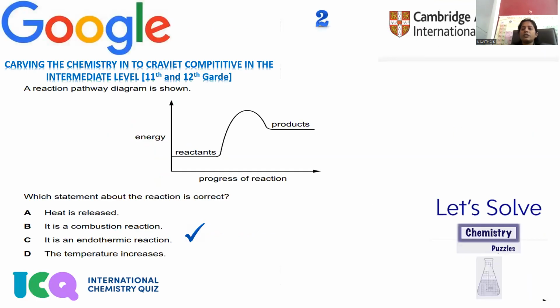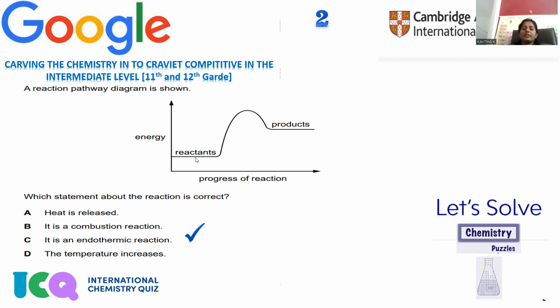Move on to question number 2, from Cambridge Assessment International Education. From this source, the question was retrieved. Here is the graphical representation with the 2 coordinate axes. On the x-axis, we have the progress of the reaction, how it is proceeding, and on the y-axis, the energy of the reactants and products, how they change during the reaction time.